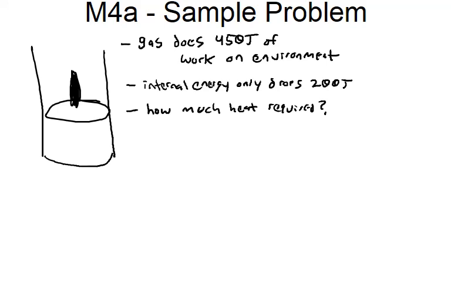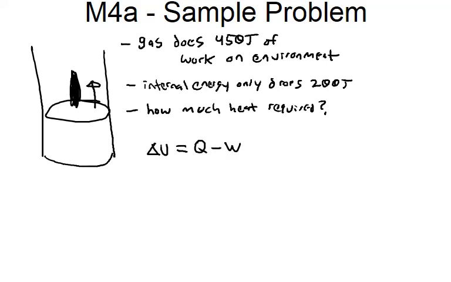Let's try this one. M2, a gas does work. Our gas does 450 joules of work on the environment. The internal energy only drops by 200 joules. How much heat was required for this to happen? So go ahead and pause the clip and try this one, and then when you're ready to check, you can hit play to continue.